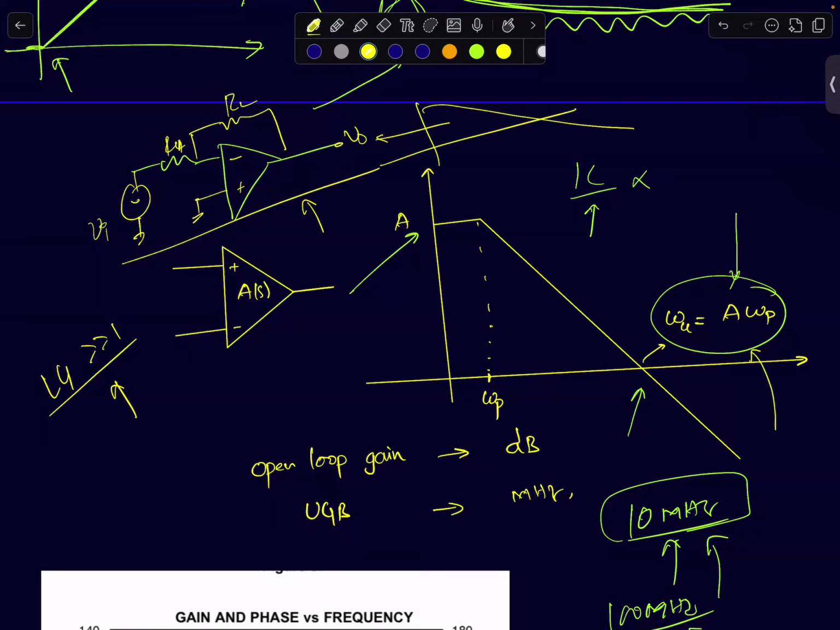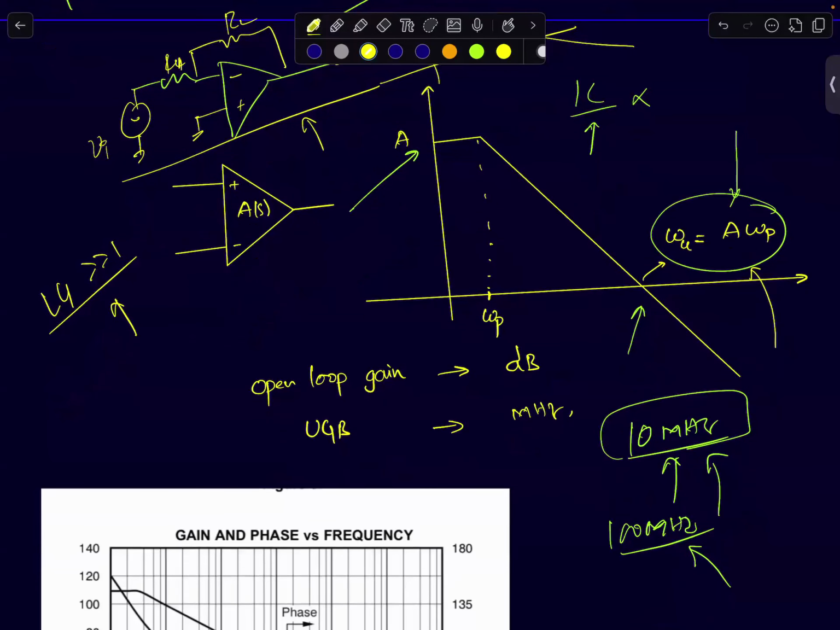So therefore, if you want to build an amplifier or a buffer for an application where you know the maximum input frequency, for example, let me give you a simple example. You are designing audio amplifiers. Do you think an op-amp whose UGB is 10 megahertz will work for an audio amplifier application?